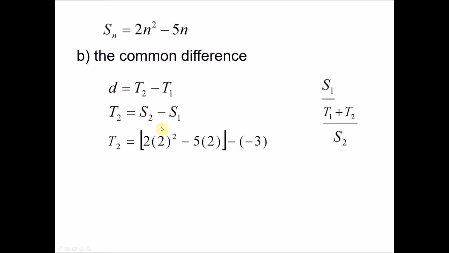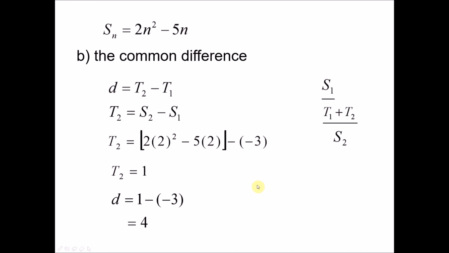So we substitute S2 using this formula: 2 times 2 squared minus 5 times 2. Minus S1, where we get the value of S1 from question A, which is -3. We find the value of T2. Now we substitute back into the first equation to find D. D equals 1 minus -3, which is 4.